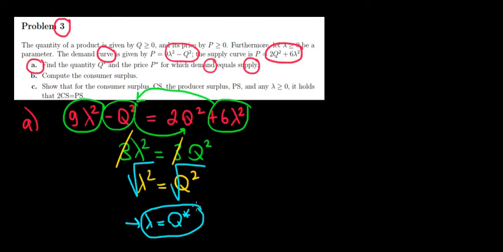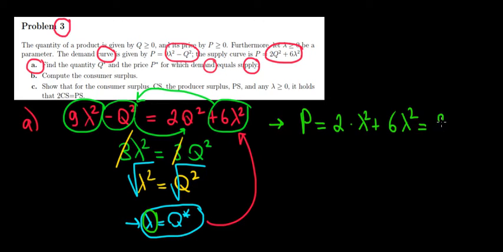Now with the equilibrium quantity in mind, we can substitute it into one of the prices. Let's say we substitute into the price of the supplier, because it's equal to the price of the demand as well, so it doesn't matter. What's that going to be? Well, the price is going to be equal to 2 times Q square, which is 2 times lambda to the power of 2, plus 6 times lambda square. So that's equal to 8 times lambda square. So we found our part A.